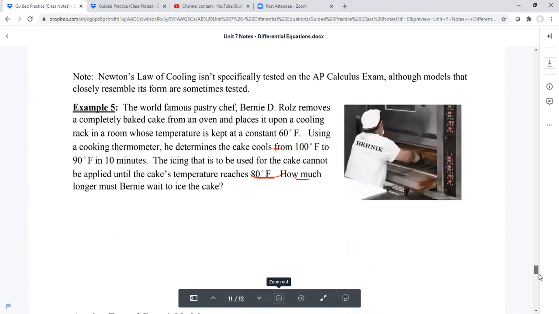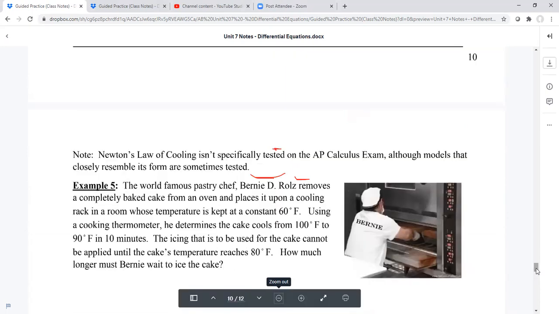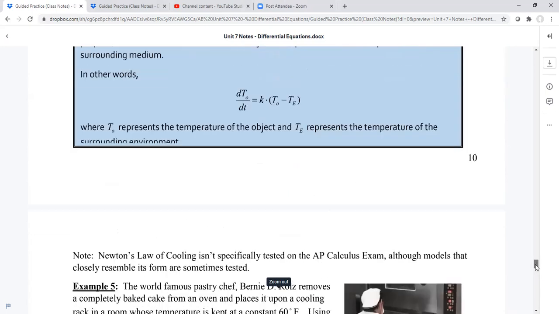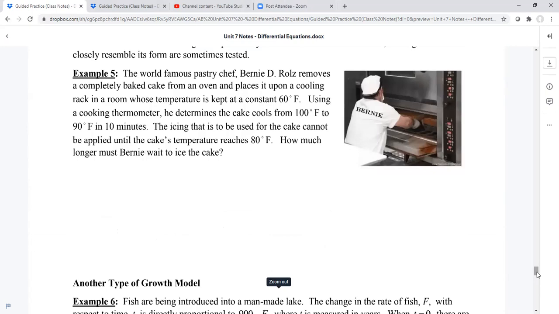Tell you what, I think this is going to be a long problem here. So plug this stuff into the formula that we got right up here. So we got dT.